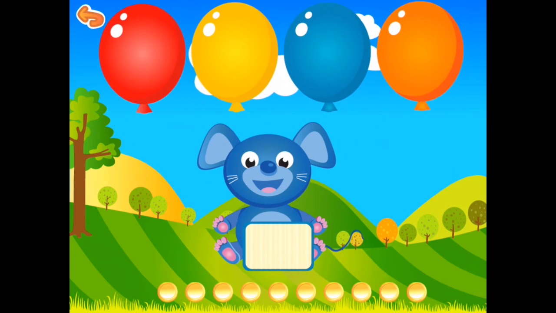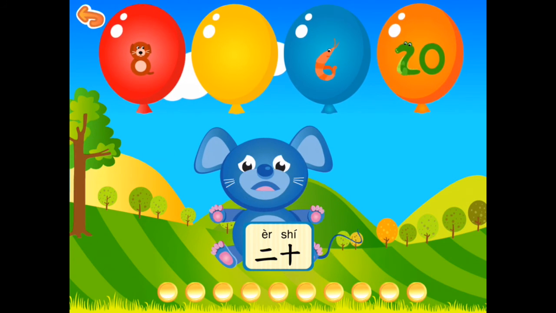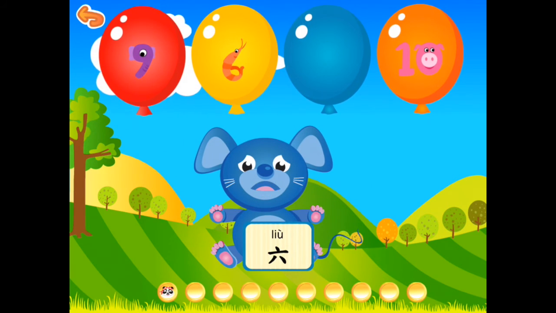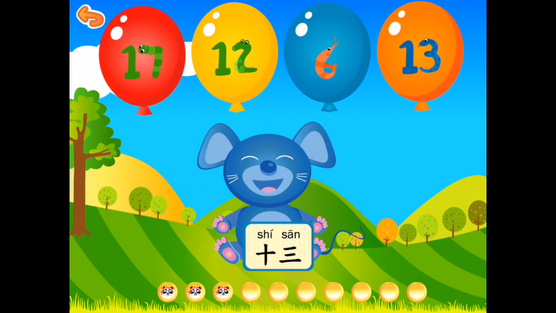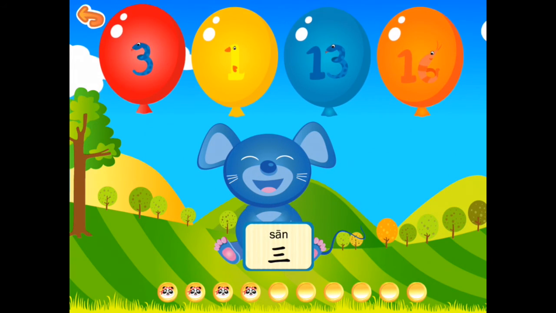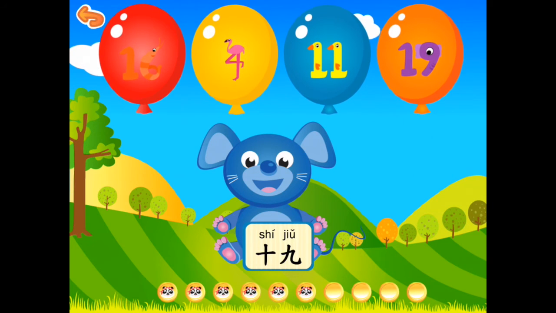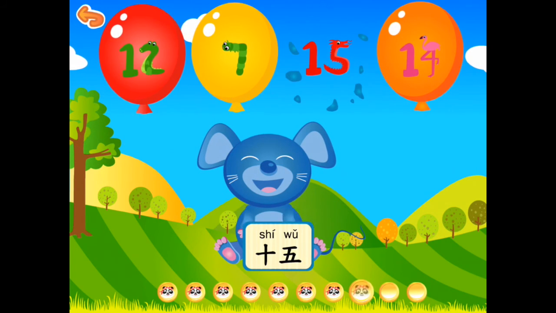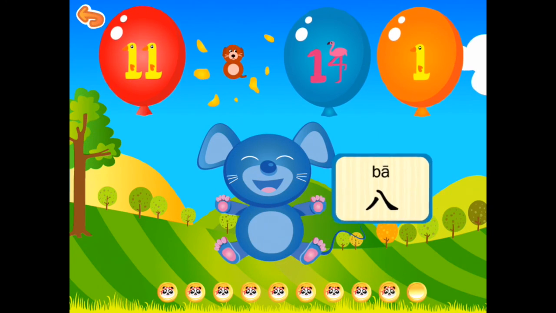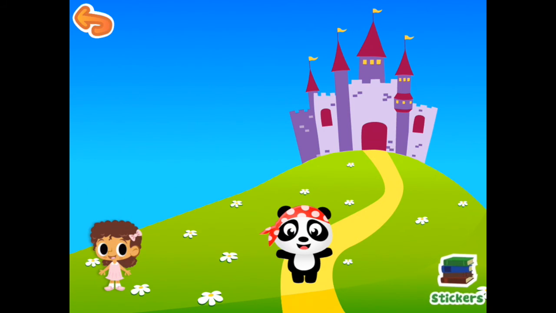Listen to the word in Mandarin and pop the balloon with the matching picture. 二十 六 十四 That's right! 十三 三 一 Super! 十九 十五 八 Well done! 十八 You did it! You have new stickers to play with! Tap the sticker book to see them.